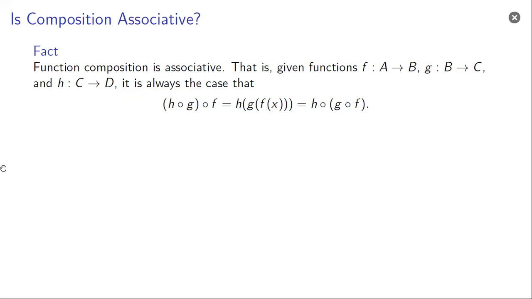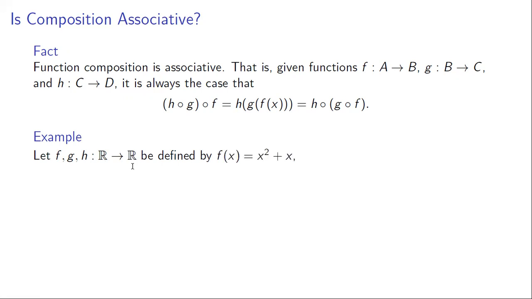Okay, so we just stated as a fact that function composition is associative. Let's just do an example where we have three functions and we compose the three functions together. So let's say we have functions f, g, and h, and they're all functions from the real numbers to the real numbers. And let's say they're defined as follows. f of x is x squared plus x, like before. g of x is x plus 1, like before. And h of x is just 2x, 2 times x.